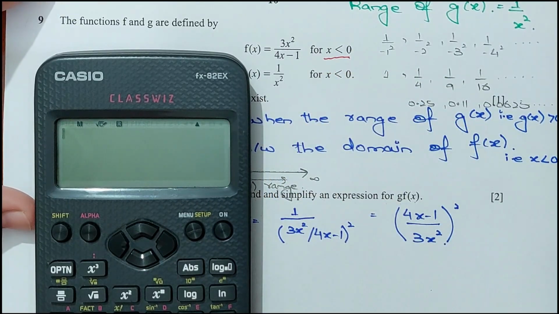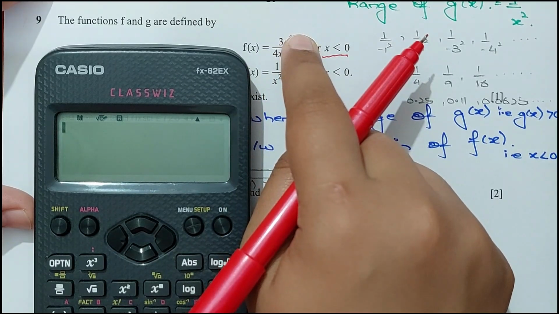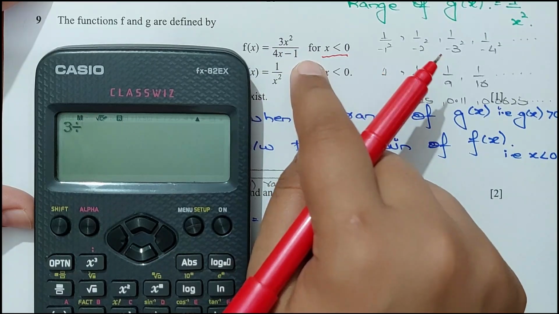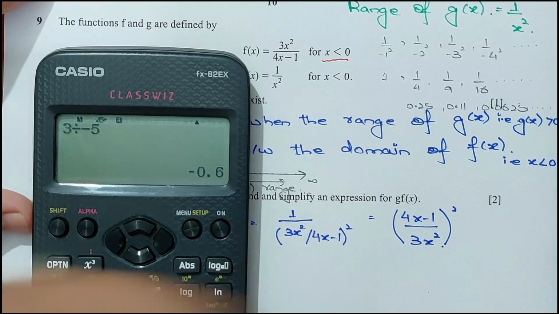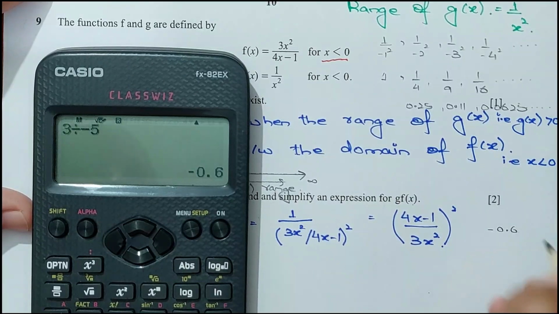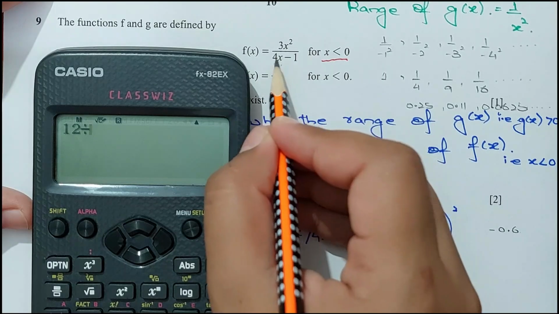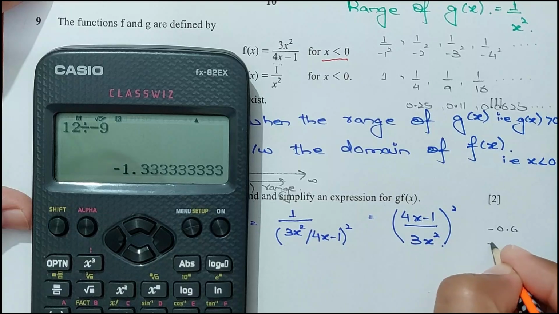Substituting values of x which are less than 0, let's say we can take negative 1. So 3 into minus 1 squared is 1, so we have just 3, and it is going to be divided by 4 times minus 1, which is minus 4, minus 1, which is minus 5. This is equal to minus 0.6. Okay, let me check at minus 2. 3 times minus 2 squared is 4, so this is 12. So 12 divided by 4 times minus 2, which is minus 8, minus 1, is minus 9. So this is negative 1.3.